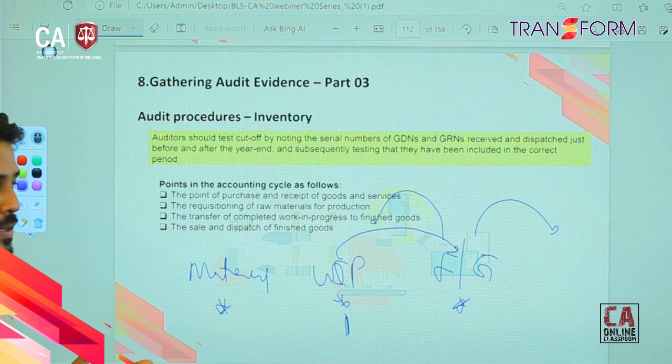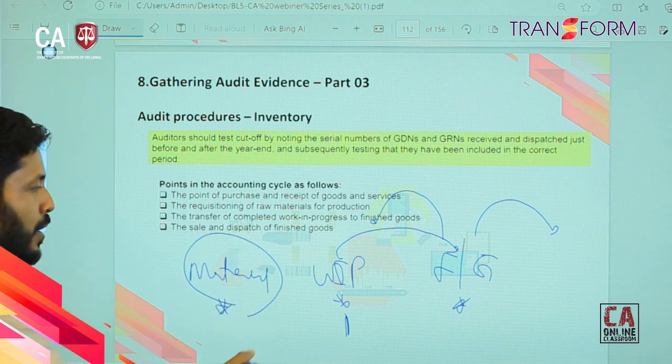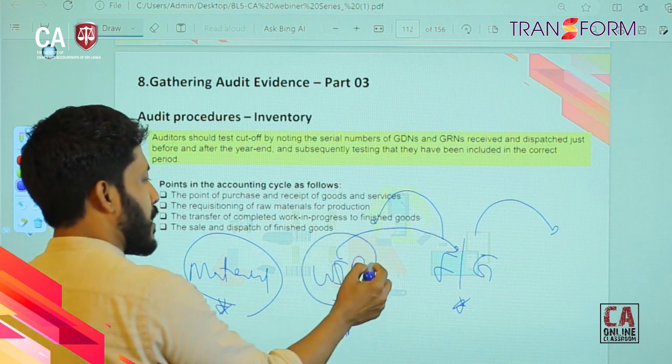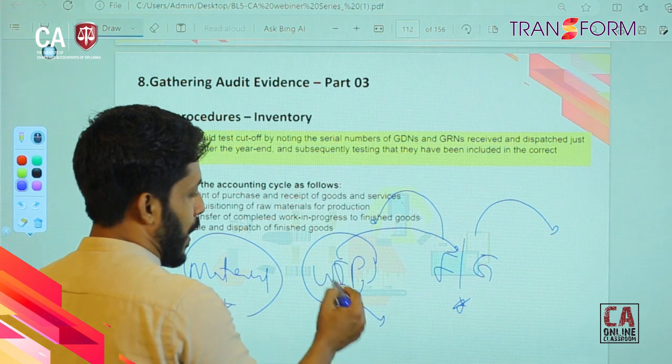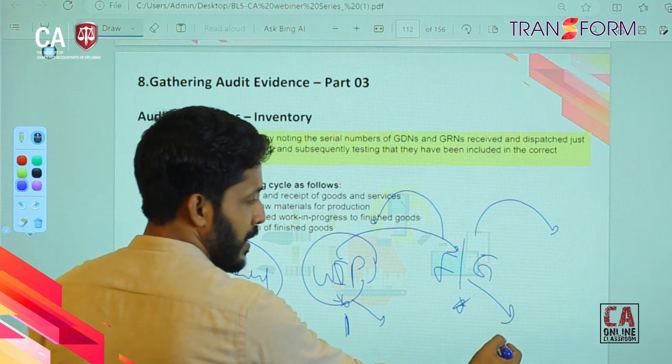So then that can happen. So then as an auditor, you also need to ensure this classification. According to this classification, the costing amount may change. The standard costing used for WIP may differ from that of finished goods.